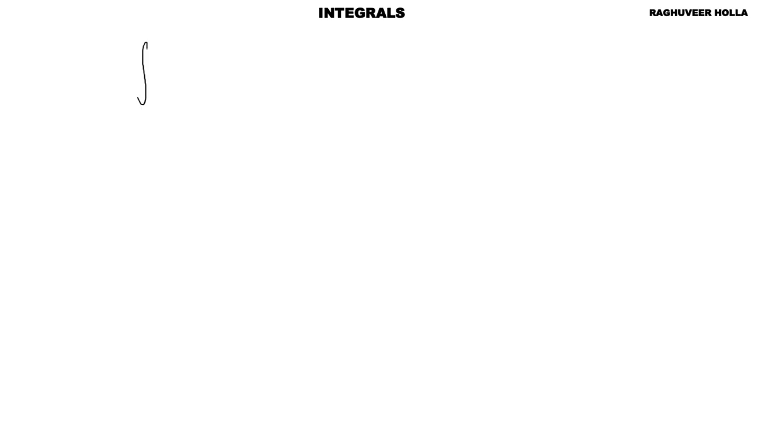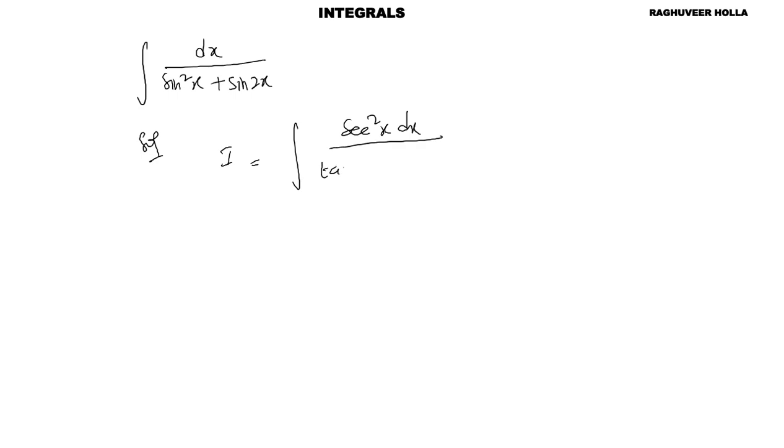Integral dx by sine square x plus sine 2x. Now this is integral divided by cos square x. So this is 1 by cos square is secant square x dx divided by sine square x by cos square x becomes tan square x plus 2 tan x.